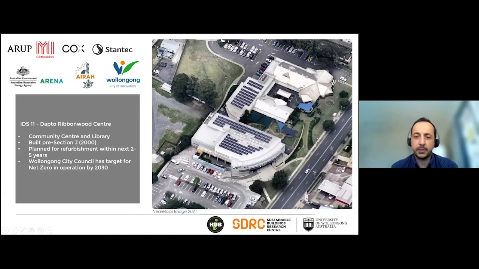So the first building that we looked at was the Ribbonwood Community Centre building in Dapto near Wollongong. That was built in 2000, a pre-Section J building, and there is a plan to be refurbished in the next 2 to 5 years by the Wollongong City Council, and the council has put together a mission statement, a target to go net zero in operation by 2030. So this was very convenient for us. Our objective for the IDS matched with what the council was aiming.